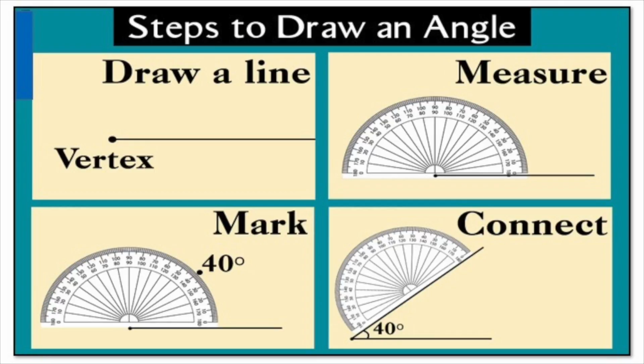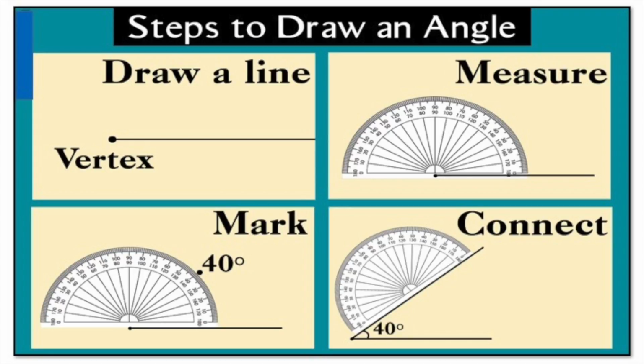Vertex. Always the head of the angle is the vertex. Then we use our protractor to measure the size of the angle that we want. For example, here we're looking for a 40-degree angle. So we need to measure the mark at 40 degrees. And then with the straight line of the protractor, we can join the lines. So here we have an angle of 40 degrees.